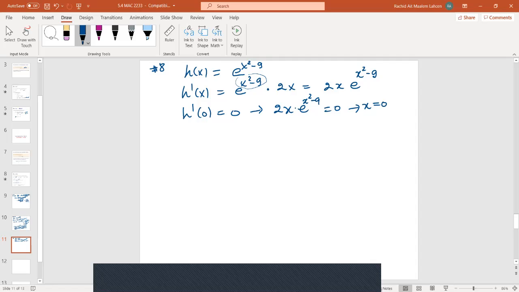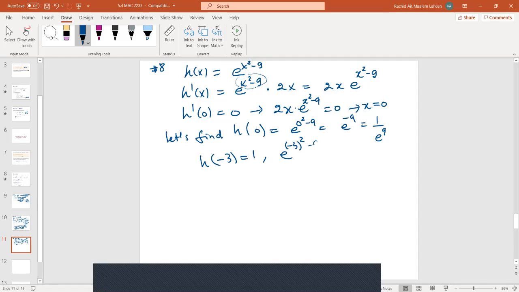Let's investigate some numbers. Let's find h of 0. Well, h of 0 means e to the 0 squared minus 9. It means e to negative 9, which is 1 over e to the 9. How about h of negative 3? Well, it's going to be negative 3 squared minus 9, which is 0, so e to the 0 is 1.